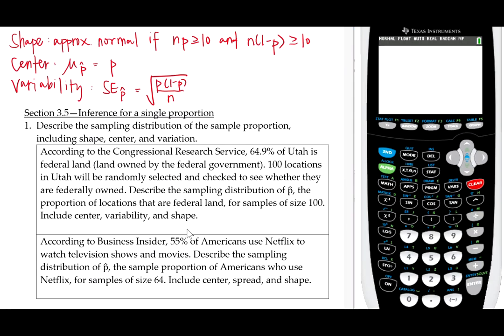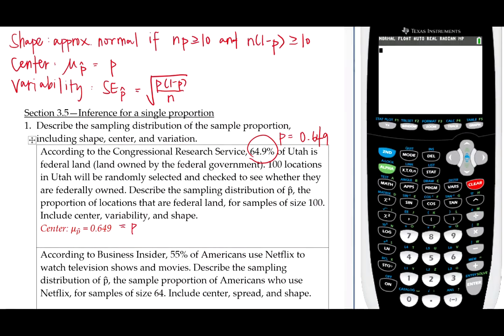So the center is equal to the population proportion, which is 0.649. So this is equal to p. P was given to us as 64.9%, and if we write that as a proportion, it's 0.649.